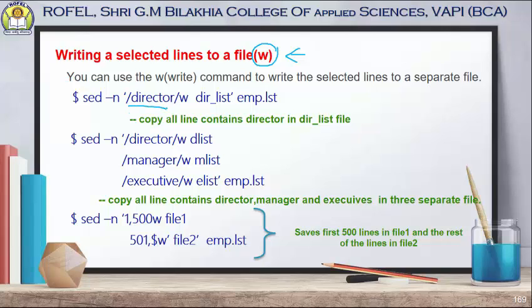Director, that means my pattern is director, which is written inside the quotes, with a slash. After that slash I can write W. That means I want to find the pattern director from a line. Yes, in the whole line I should find the director pattern. Wherever I find the director pattern in the emp.lst file, that line has to be written, that is, copied.